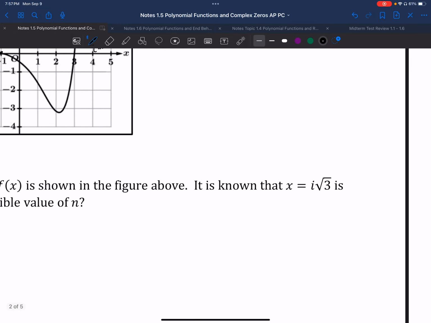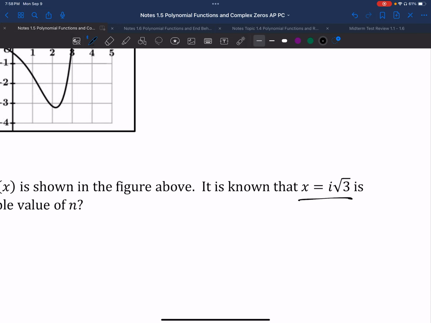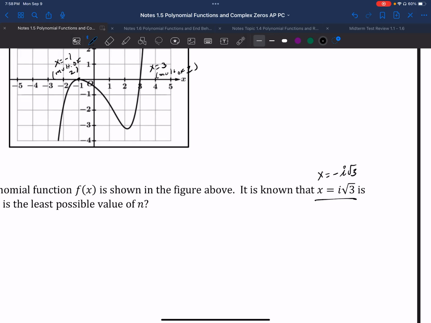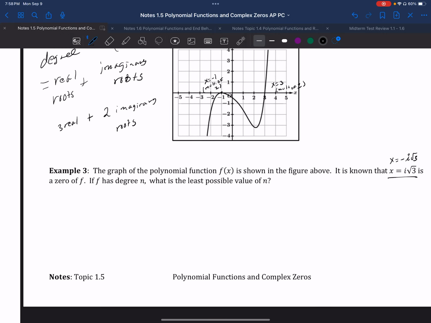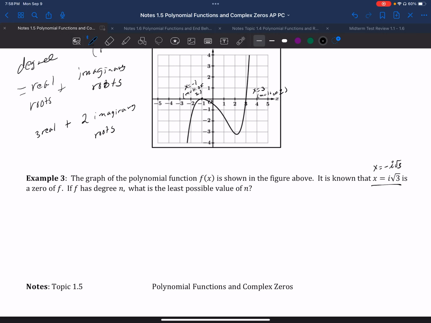So again, they told me already that I have this imaginary root at x equals i times the square root of 3. So I know that the conjugate for it will be negative i times the square root of 3. That's all the information that I have. So I know I have 2 imaginary roots. And then I'm going to say that the least possible value is going to be 5. So I'm going to say n has to be greater than or equal to 5. And then in parentheses, n has to be an odd number.